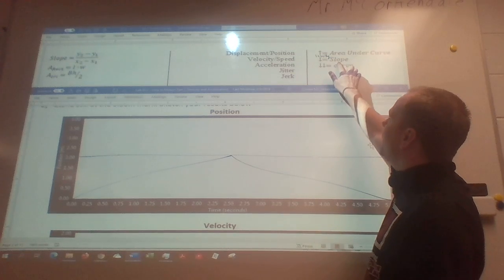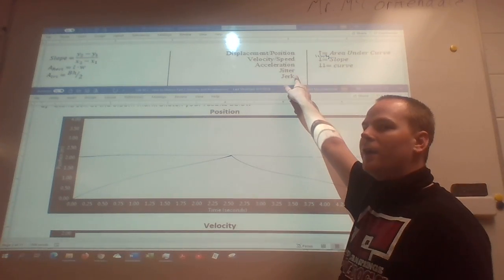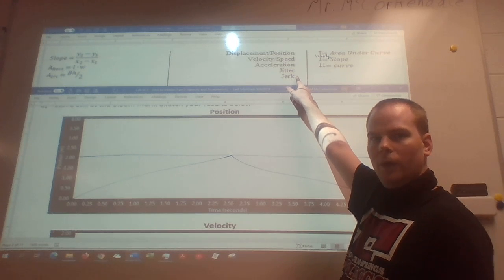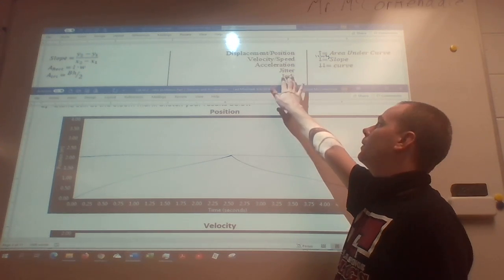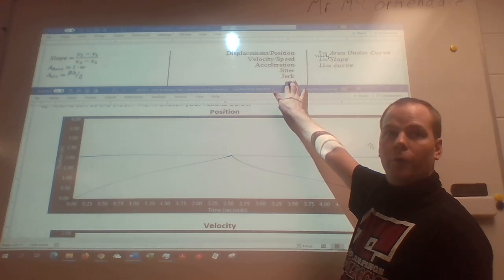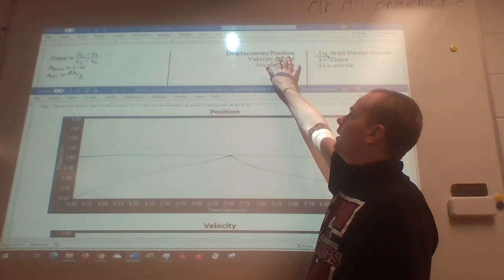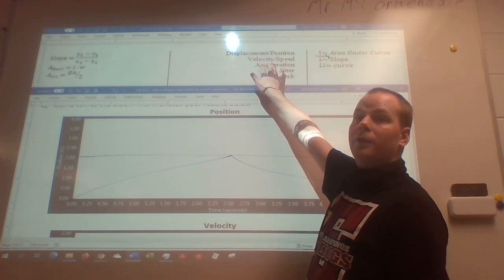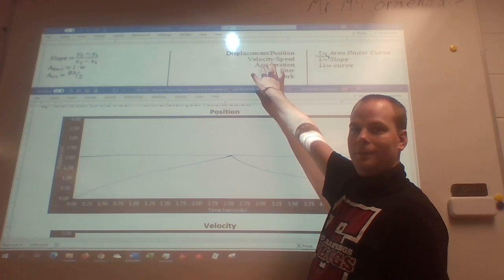So if your line is sloped, it tells you that whatever is right below that is non-zero. So on a jitter time graph, a sloped line would indicate the presence of a non-zero jerk. On a sloped position graph, it indicates the presence of a non-zero velocity. Does that make more sense then?